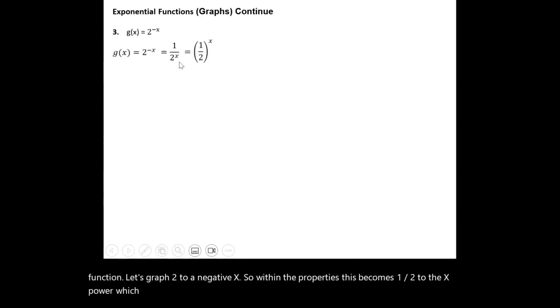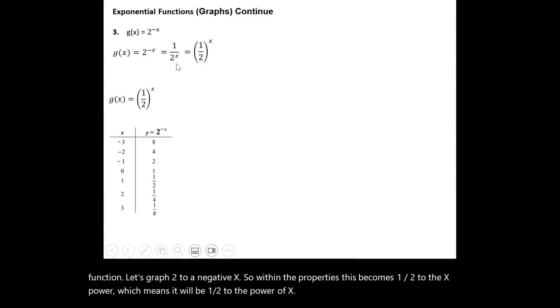Now these are all called exponential functions. So let's graph, this is also an exponential function, 2 to the -x. Within the properties, this becomes 1 over 2 to the x power, which means it'll be 1/2 to the power of x. Let's see how this graph looks now.